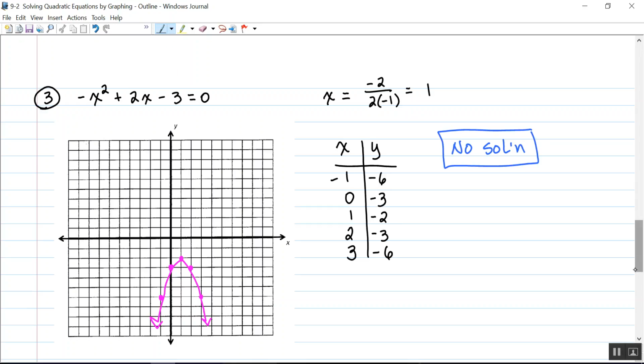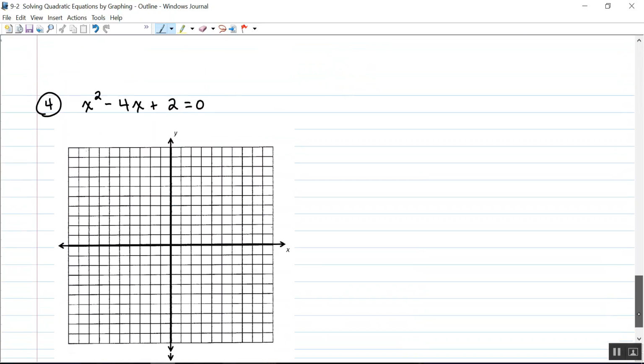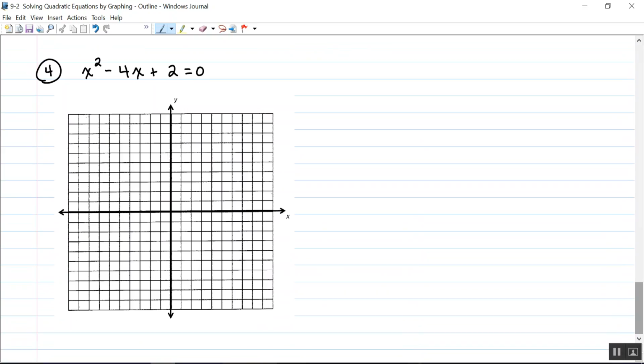And let's take a look at one last example here. Okay, we have x squared minus 4x plus 2 equals 0. Let's find the x of our vertex. So x equals -b over 2 times a, or 4 over 2, or 2.